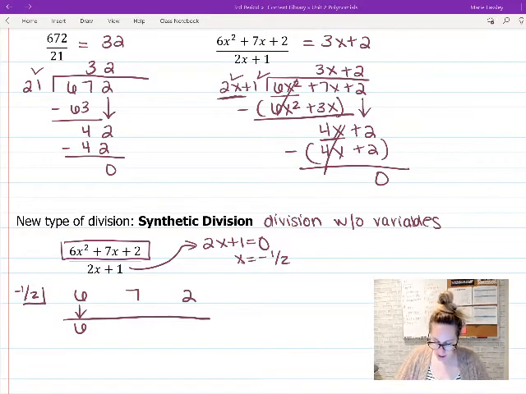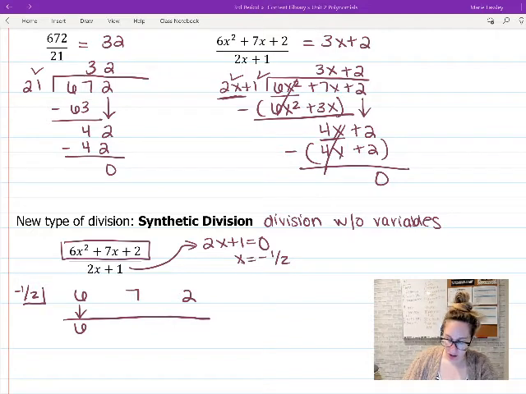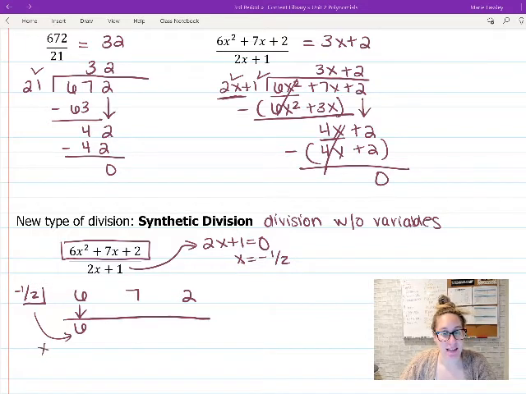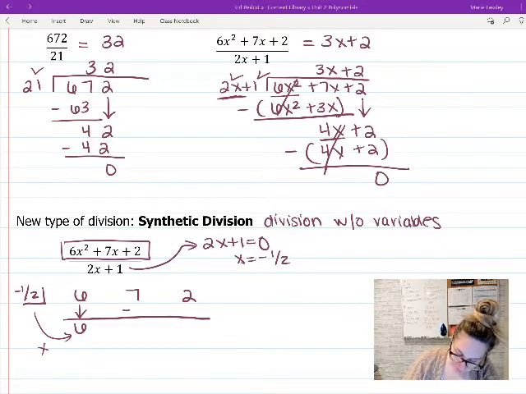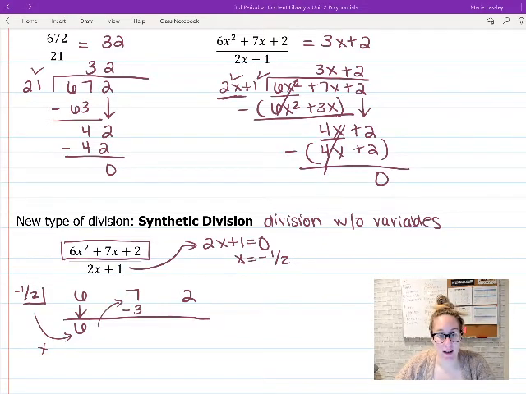All right, so we bring down our 6, and now what we're going to do is take the -1/2 in our box and multiply it by the 6. So -1/2 times 6, we multiply those together, and that's going to give us -3. We're going to put the -3 under the 7. So we multiply, then we put that number underneath our next coefficient, and now what we do is we add down. So we have 7 plus -3, which is going to give us 4.